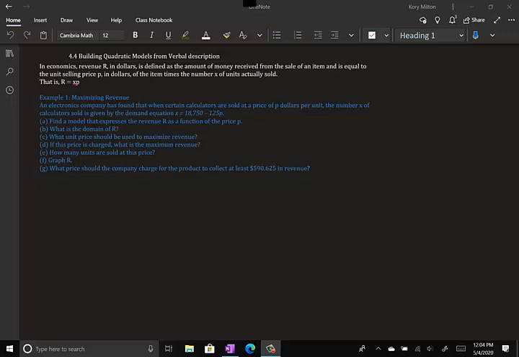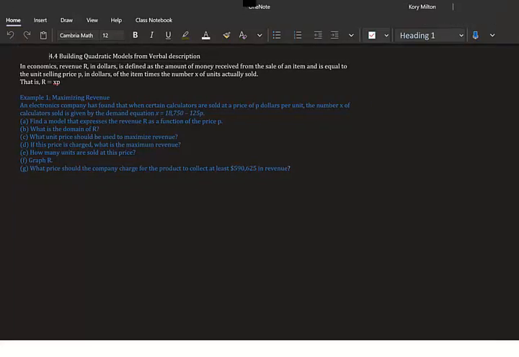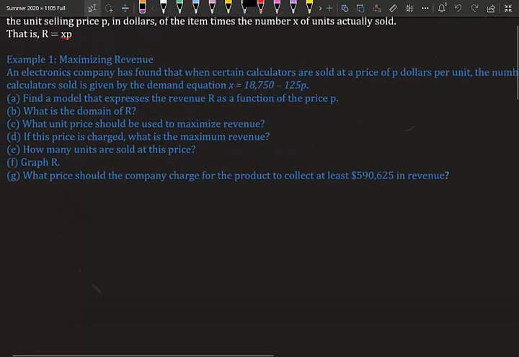All right, let's maximize revenue. An electronics company has found that when certain calculators are sold at a price of $P per unit, the number X of calculators sold is given by the demand equation X equals 18,750 minus 125P. Our first thing we need to do is find a model that expresses the revenue R as a function of the price P.